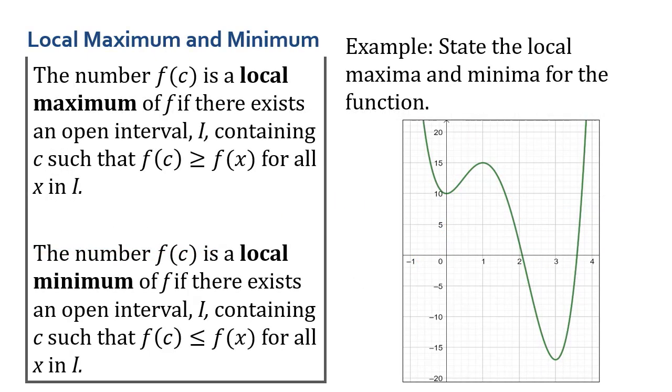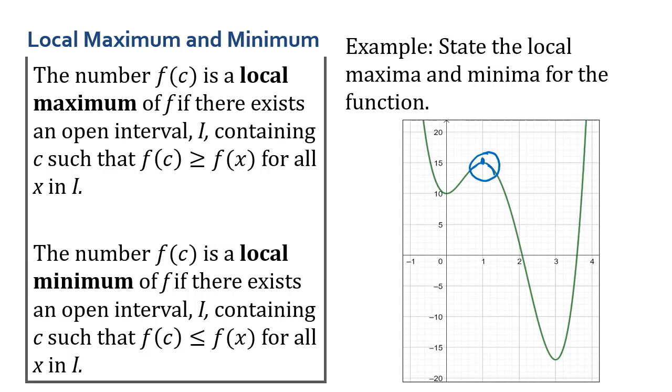Local maximum and minimum. The number f of c is a local maximum of f if there exists an open interval I containing c such that f of c is greater than or equal to f of x for all x in I. So for example, if I was looking at the graph on the right-hand side, I can see that right here, I'm going to end up having a local maximum. If I draw a little neighborhood around it, all of the values to the left and to the right of this point are below it. So this is the highest y value.